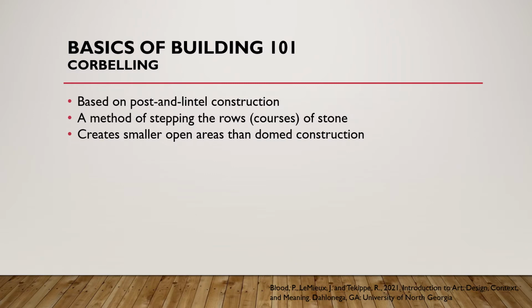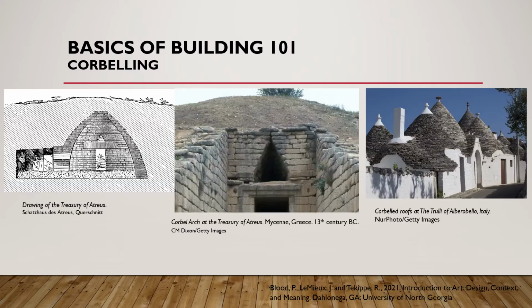Corbelling is based on post and lintel construction. Each course of stone is stepped, or in other words, they're offset. They may stick out further than the stone below. Now, most corbelling structures are more of a cone shape, and it could be used for an entire structure or just roofs, as in the corbelled roofs of Alberobello, Italy.